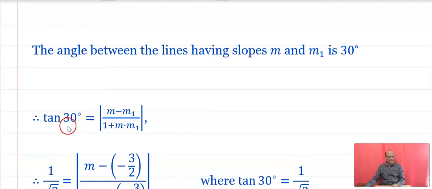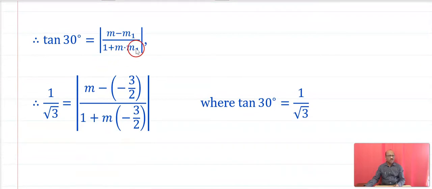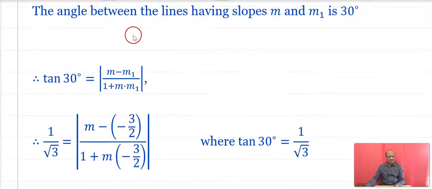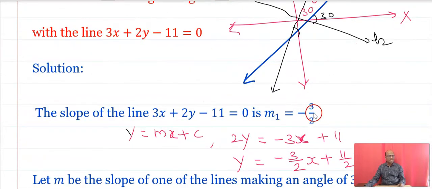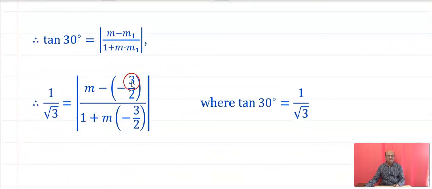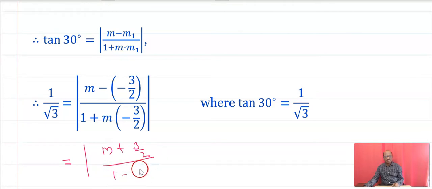That is, tan theta is equal to the modulus of m minus m1 upon 1 plus m1 into m2. Okay. We know the slope of the given line. What is its slope? It's minus 3 by 2. Therefore, substitute here m1 as minus 3 by 2. 1 plus m into again minus 3 by 2, where tan of 30 is 1 by root 3. Okay, we have substituted here. And then simplify this. If I simplify here, m plus 3 by 2 upon 1 minus 3m upon 2. Okay.